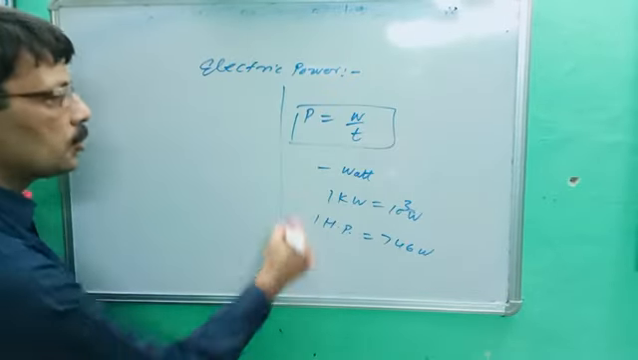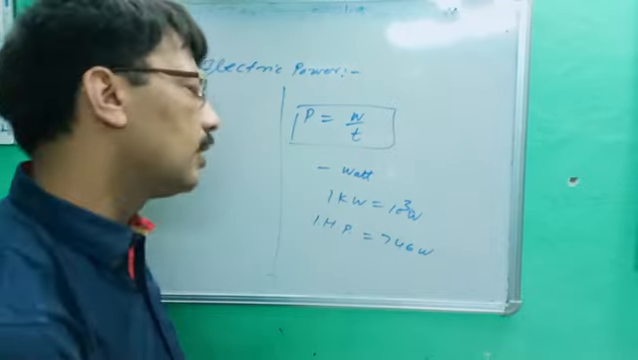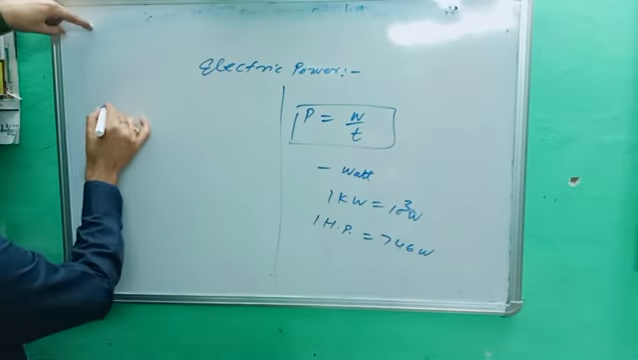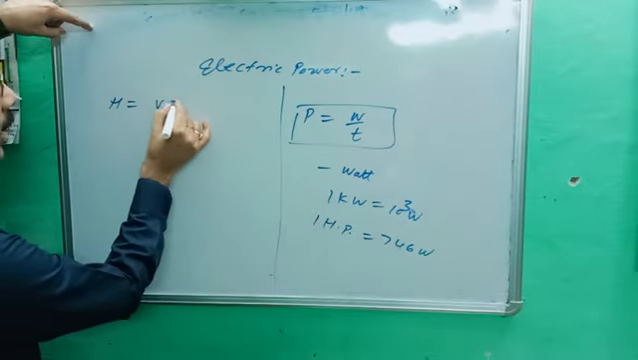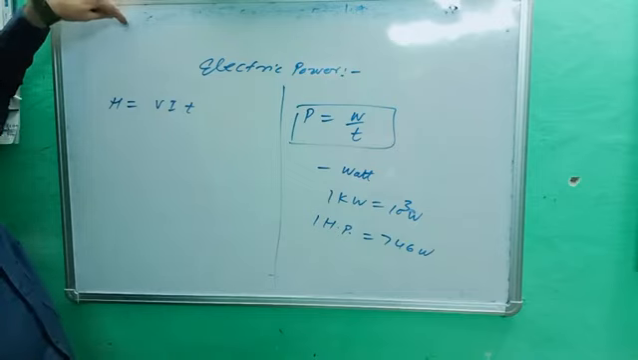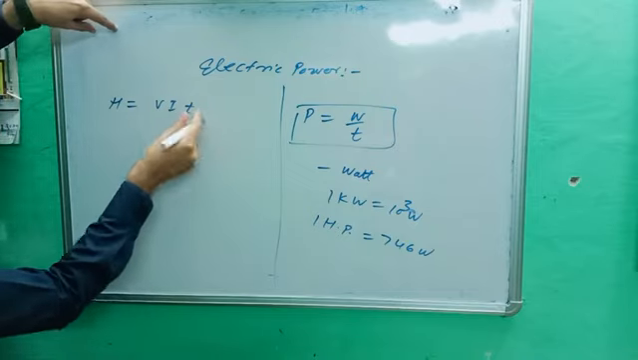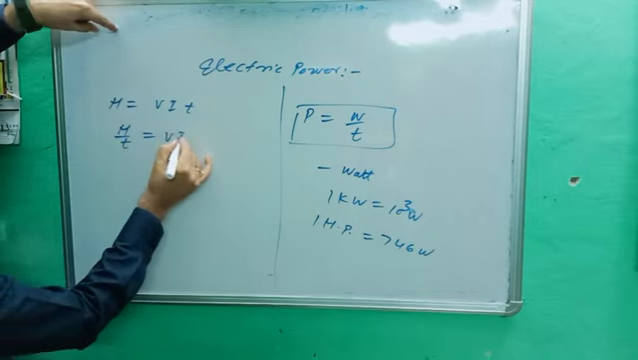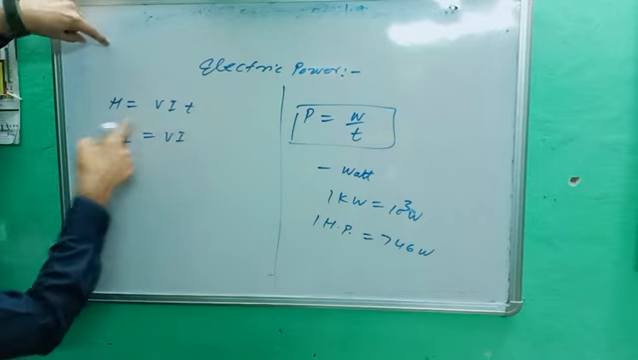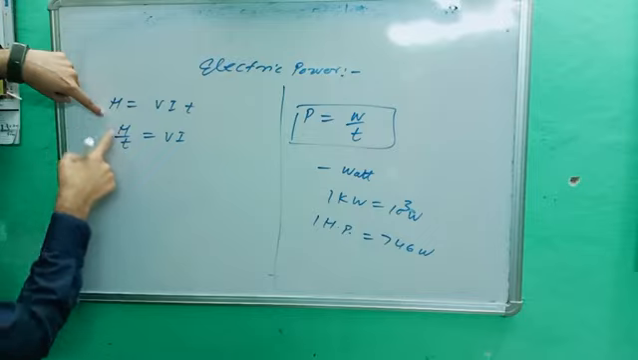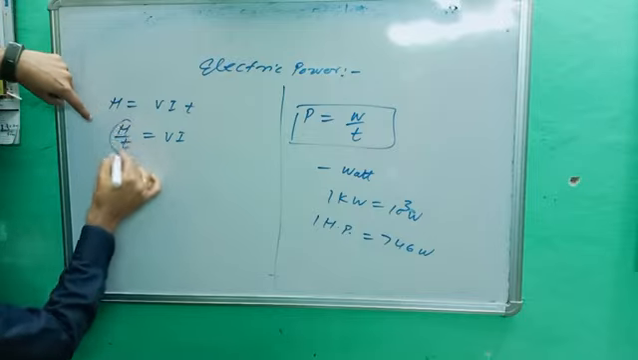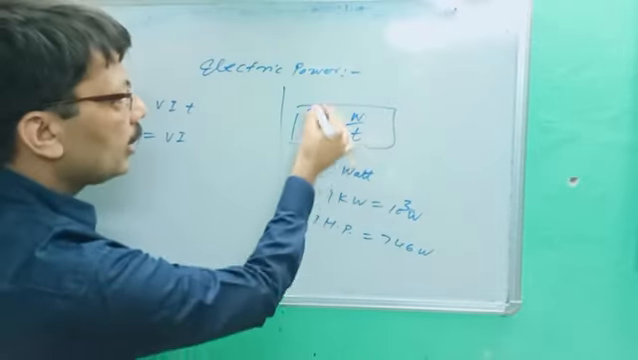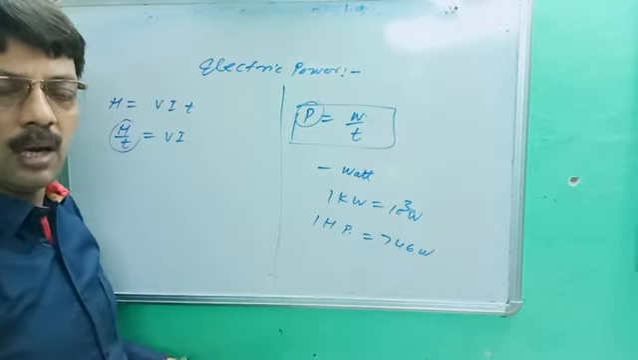Now we will convert this formula into another form. Okay, they are very important. First, we know the first formula of heating effect, H is equal to VIT. If we pull the T down, we will get H upon T is equal to VI. But we know that H upon T is the same as W upon T. It becomes power. Are you getting it?